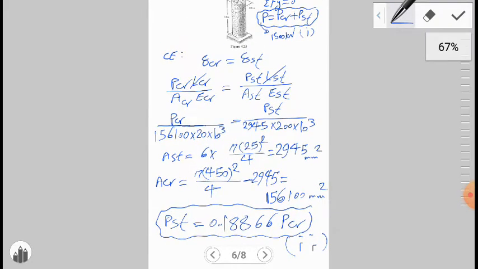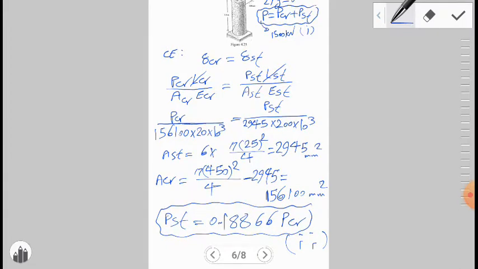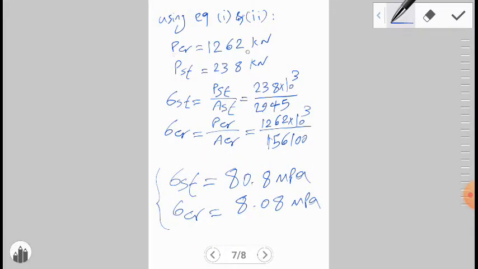Now we have two equations, equation number 1 and equation number 2. Using these two equations, we found P concrete and P steel. After finding the internal forces, sigma steel is equal to P steel divided by A steel, and sigma concrete is P concrete divided by A concrete. Finally, we get the stress in steel and the stress in concrete.